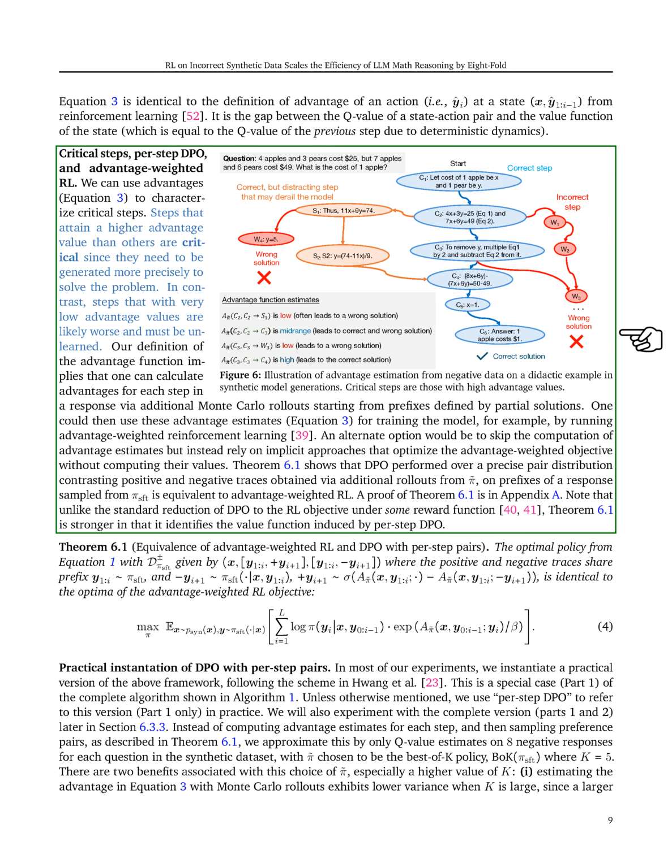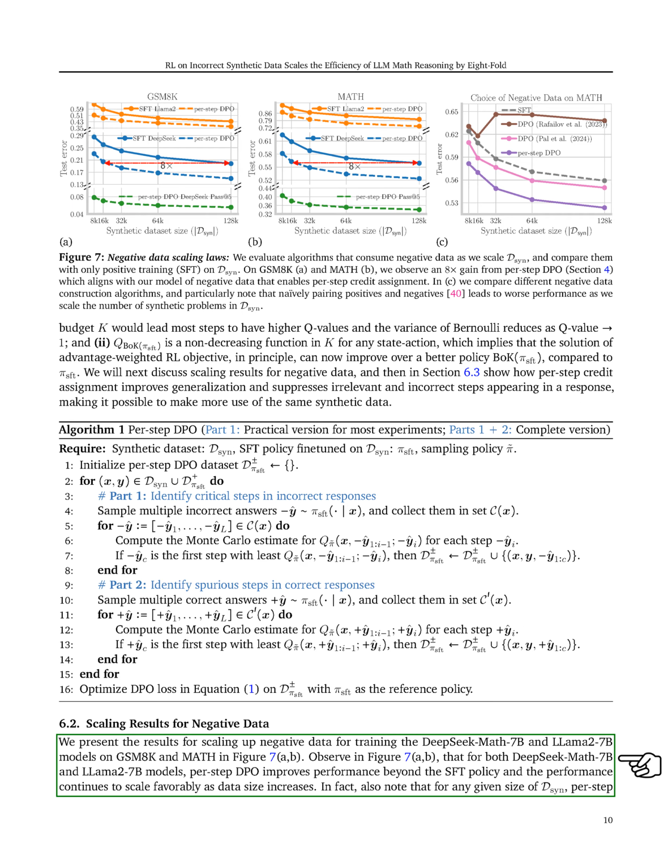Section: Scaling results for negative data. In this section, we present the results of scaling up negative data for training the DeepSeek Math 7B and Llama 2 7B models on GSM8K and MATH. When we look at the figures, we notice that using per-step DPO improves the performance of both models compared to the SFT policy. This improvement continues as the amount of data increases.